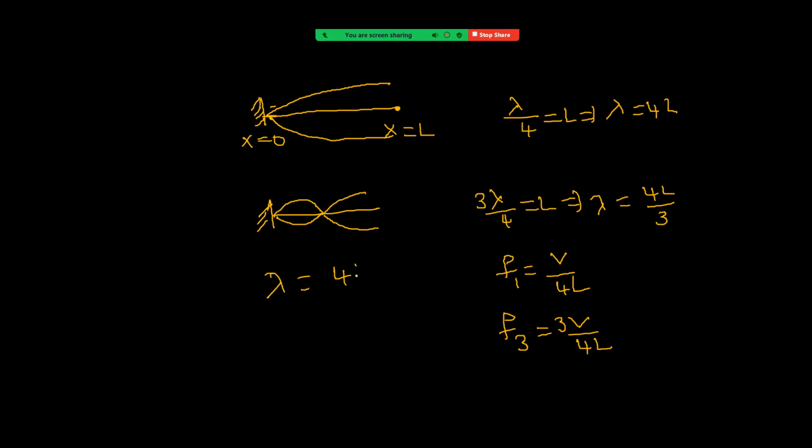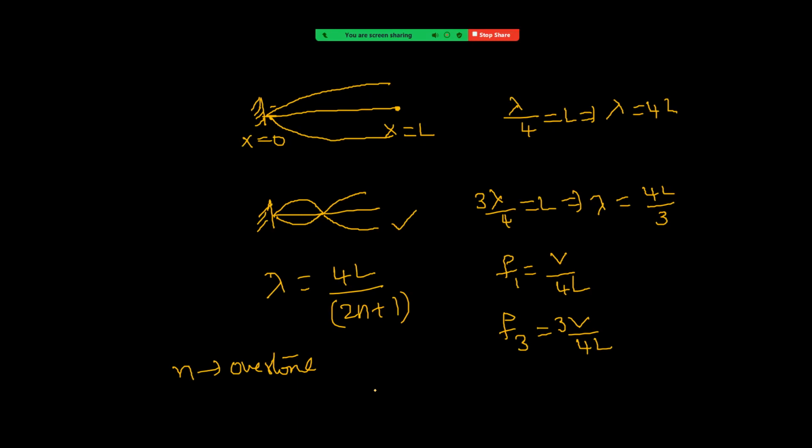Lambda equal to 4L by 2n plus 1. And here n corresponds to overtone. Okay. So here first overtone. This is a first overtone, means a third harmonic because n equal to 1, 2 into 1 plus 1, this is 3. Okay. Third harmonic. So n corresponds to overtone.